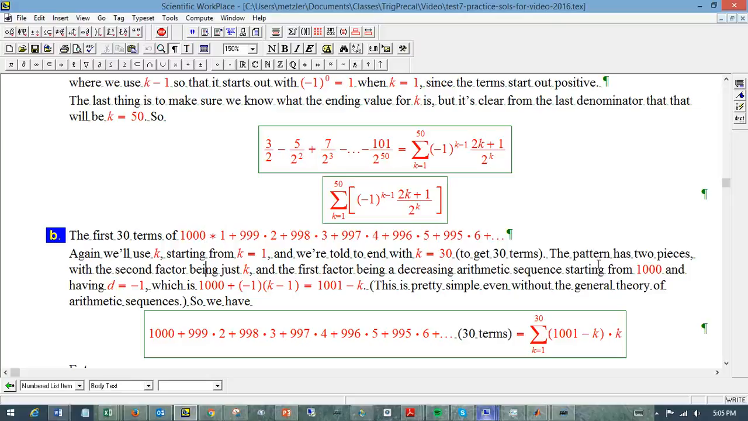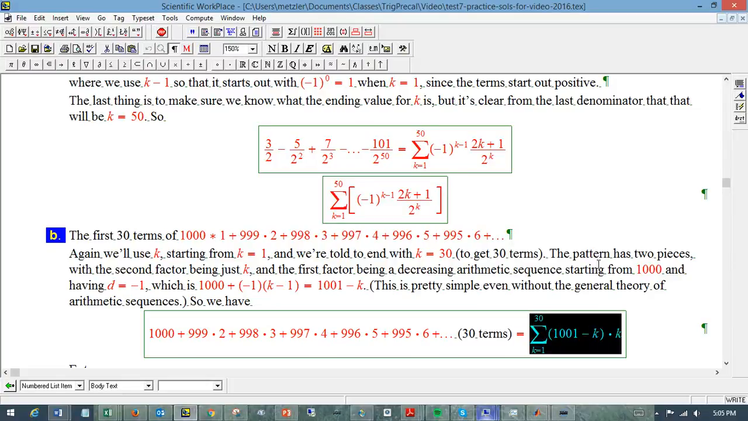And then, again, you can use the standard mechanism of an arithmetic sequence to recognize that 1,000, 999, 998 is an arithmetic sequence. It's not too hard to see that it's just 1,001 minus k. Notice it's 1,001, not 1,000, because we want to start with k equals 1. And 1,000 minus 1 would just give you 999. Okay, so the first piece is 1,001 minus k, and the second piece is k, and there's our way to write it as a summation. That can be useful for this problem.